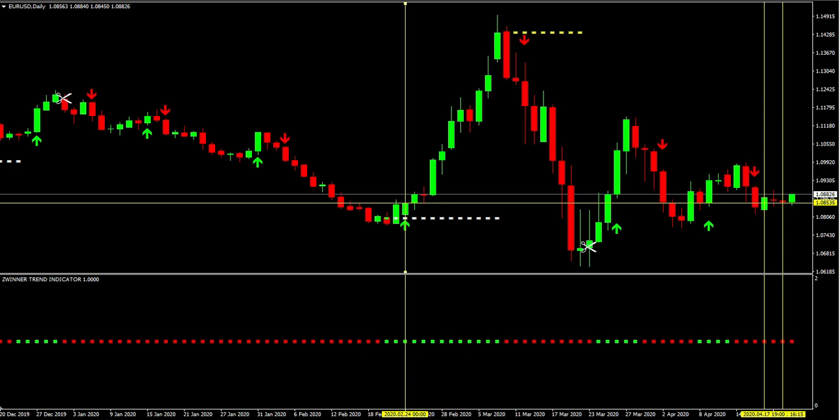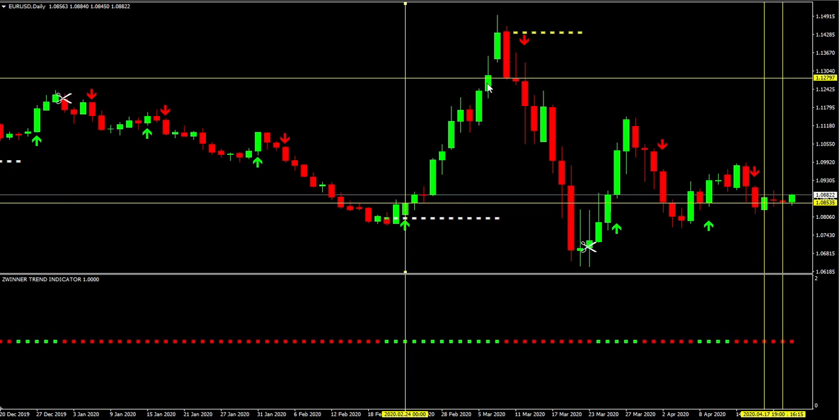So we place a line here at the close of this candle. So this is your exit. So you take your profit. Your profit is going to be 427 pips. Okay, and the next, you get the signal here on this arrow.